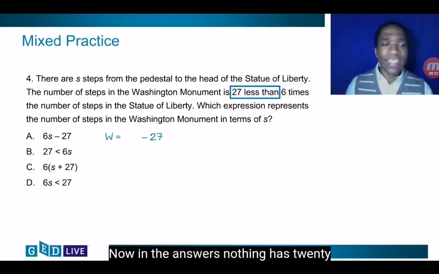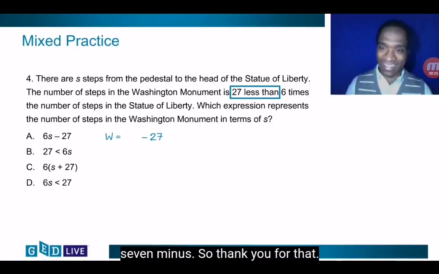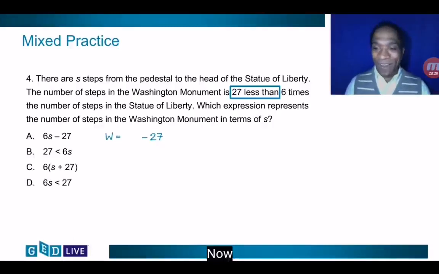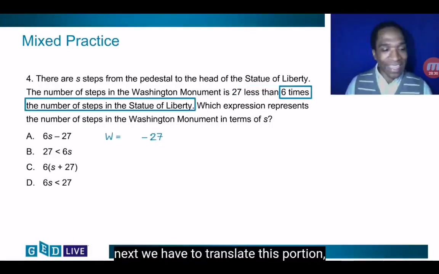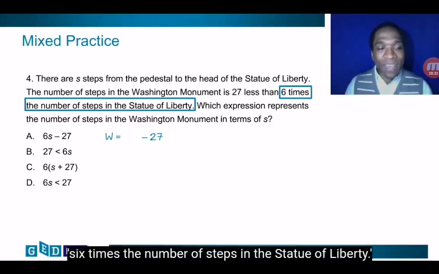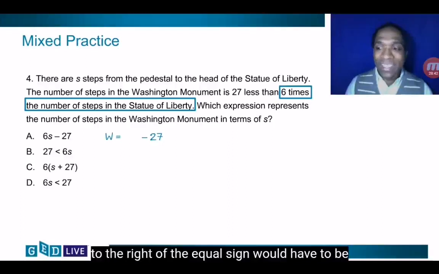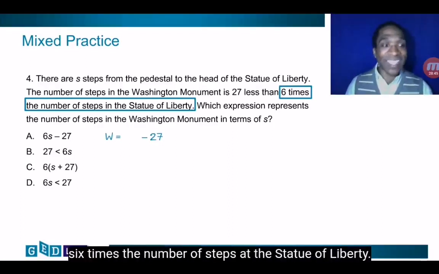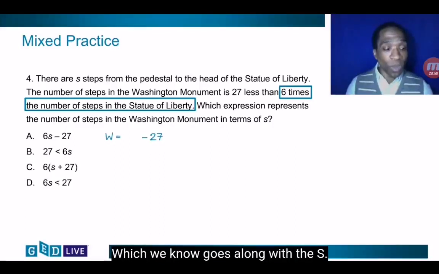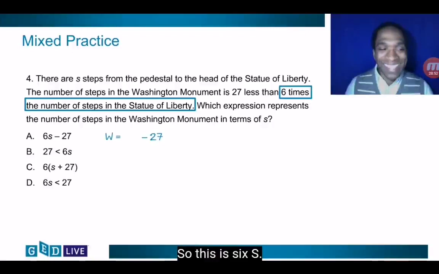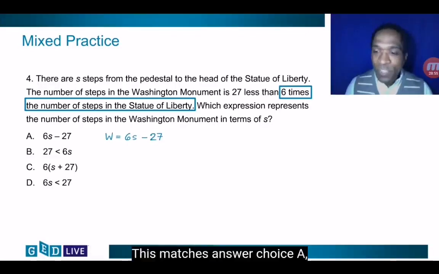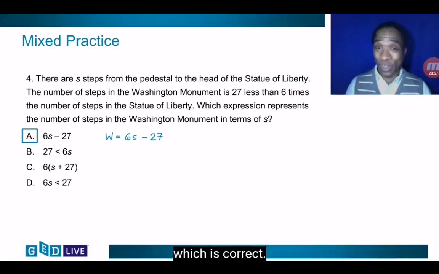Now, in the answers, nothing has 27. Thank you for that. Now, next we have to translate this portion. 6 times the number of steps in the Statue of Liberty. Now, times, remember, means multiply. So the first term to the right of the equal sign would have to be 6 times the number of steps at the Statue of Liberty, which we know goes along with the S. So this is 6S. And this matches answer choice A, which is correct.